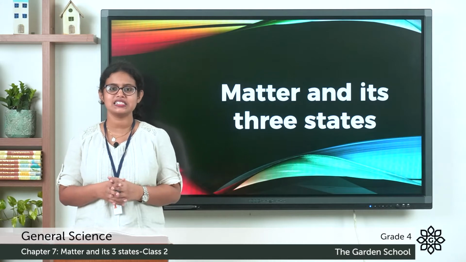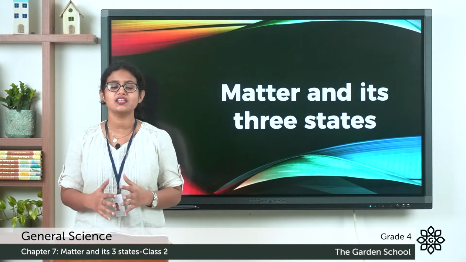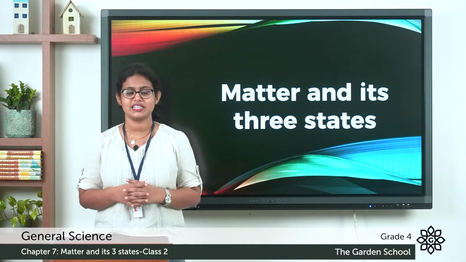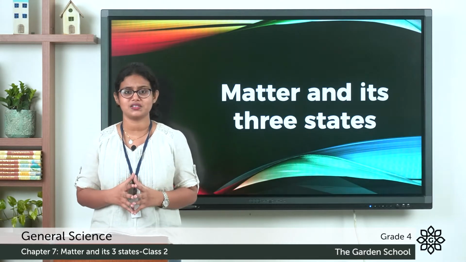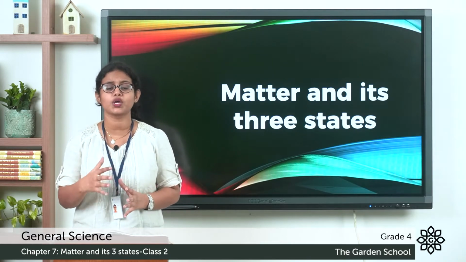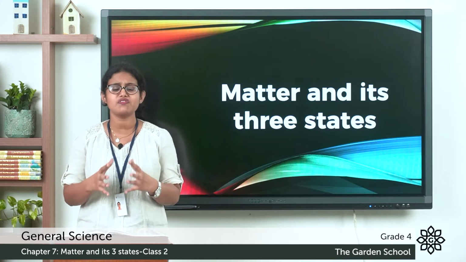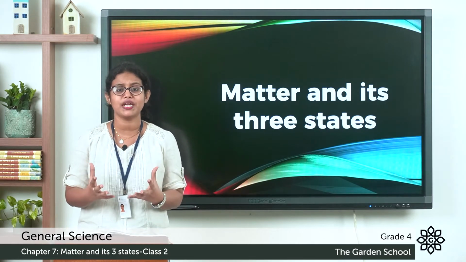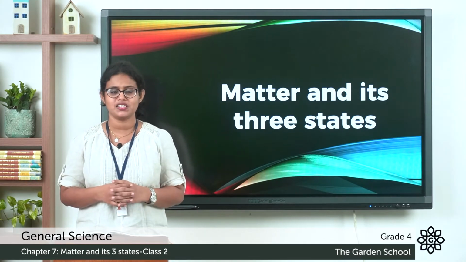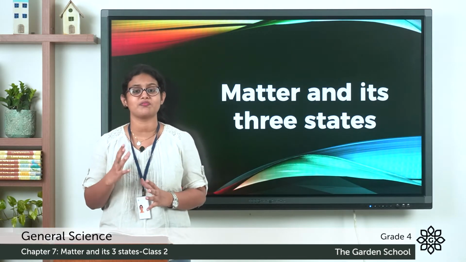In the last class, we started with the chapter Matter and its three states, and we learnt about matter. So what is matter? Anything that has mass and occupies space is called matter. And everything around us is made up of matter. Today, we are going to learn about the three states of matter.